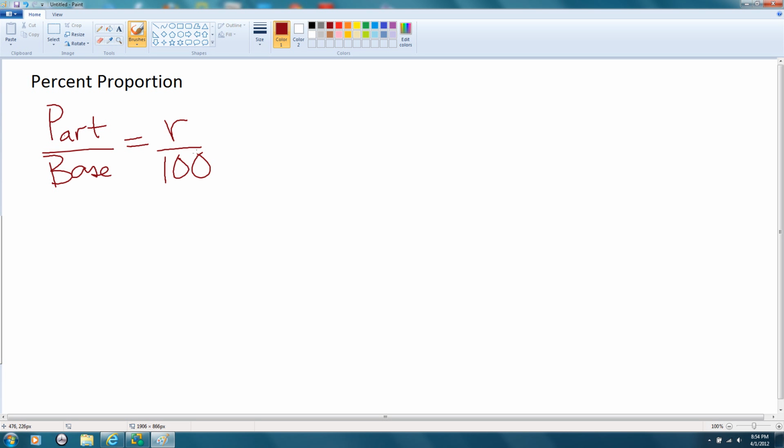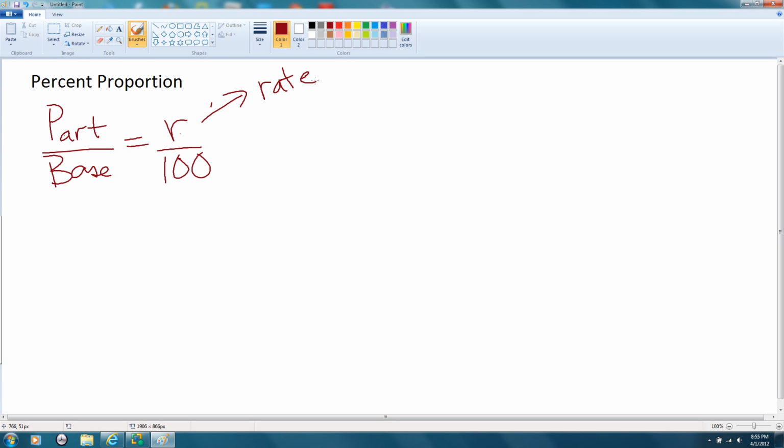Well, that doesn't mean too much to you yet, but this is what it's going to be like. You're going to have three things. You're going to have the part, base, and the little r. This whole thing, by the way, the r over 100 is called the rate. The problem's going to tell you two of them, and you're going to have to find the third one. The trick is figuring out what they've given you and what you need to find. There's some tricks in doing this which makes it much easier.